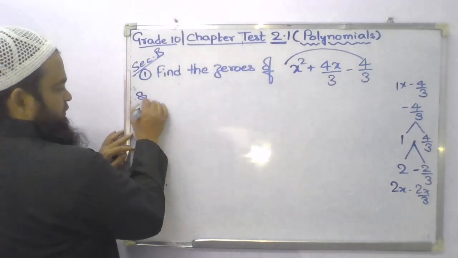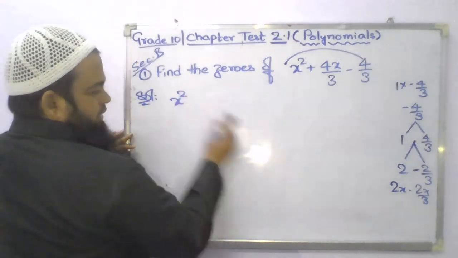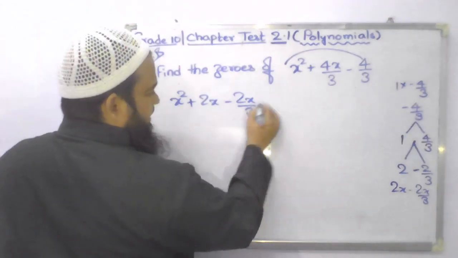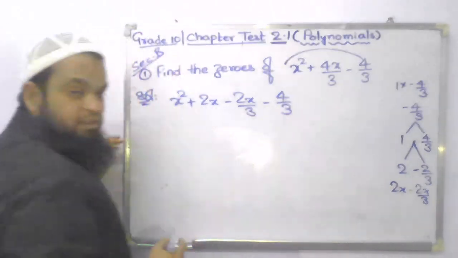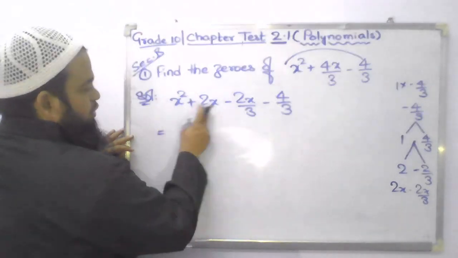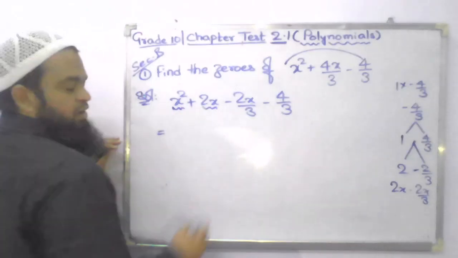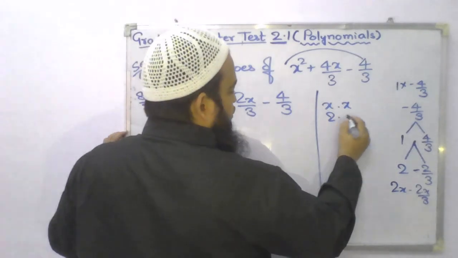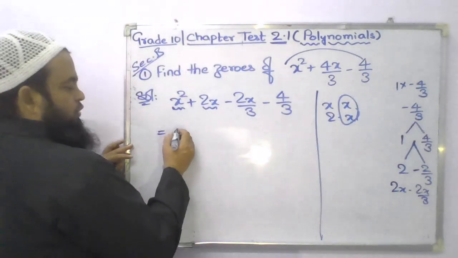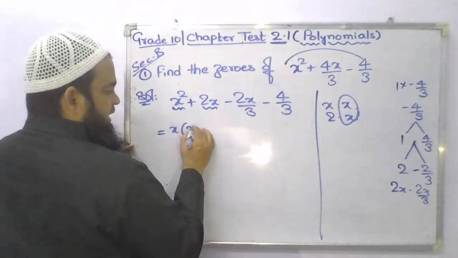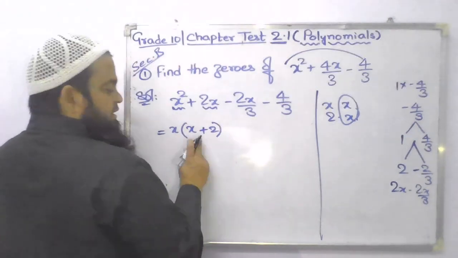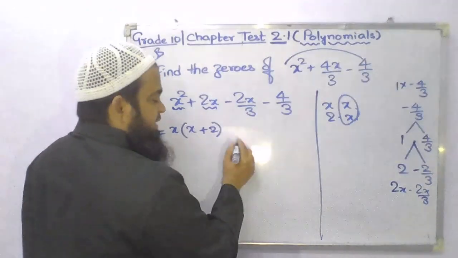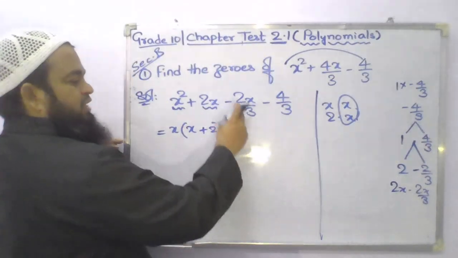So the given polynomial can be written as x square plus 2x minus 2x by 3 minus 4 by 3. Is it fine? So that is equal to, which is common here. See, if you don't know how to take common, it's very easy. X square you write as x into x, and 2x you write as 2 into x. So x is common. So I take x, and in the first term it is x, and in the second term it is plus 2. Since I got plus over here, I have to make sure that I get plus also here. So since minus is common, let me take minus common.